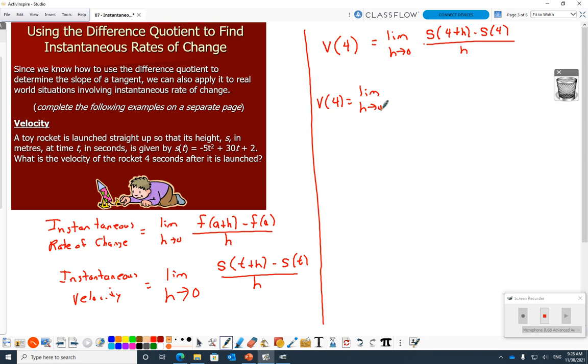Do you have to write limit as h approaches 0 every time? I know it's a pain. Yeah, why? If I don't write that, what am I talking about? I'm talking about secant, not tangent. This is what makes it the tangent. That's the difference there, and that's why I wrote both on the board back there. So you can stare at it and go, okay, the difference quotient is about secants. The limit as h approaches 0 turns it into tangents. Question?